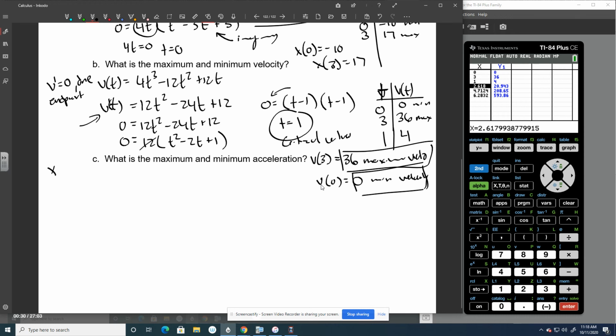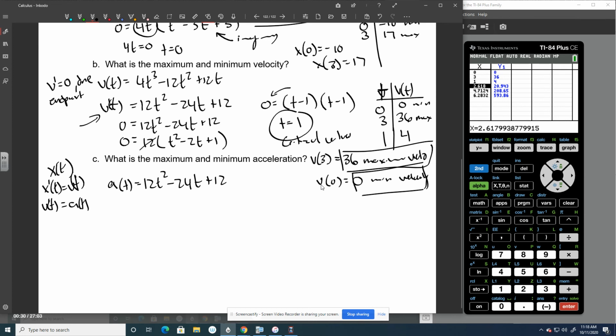So we have our position function, x of t. When I take the derivative, I get my velocity. When I take the derivative of velocity, I get acceleration. So my acceleration function, and I'm going to write it down here so I don't forget, is the derivative of my velocity function. So 12t squared minus 24t plus 12.